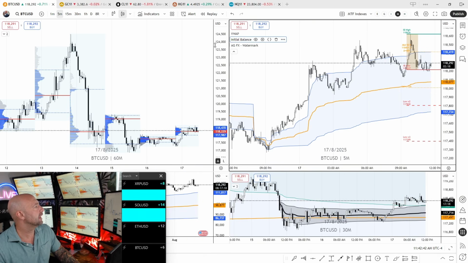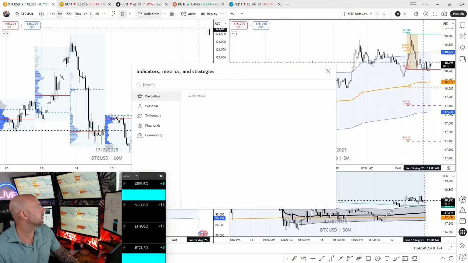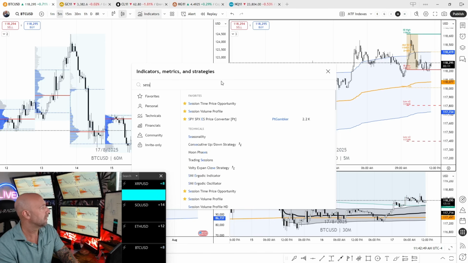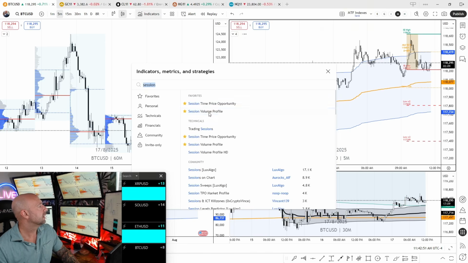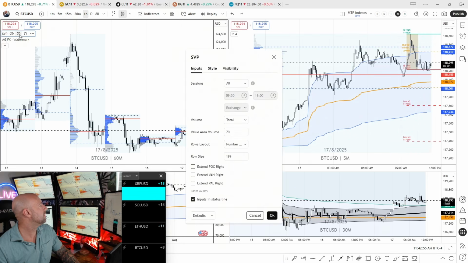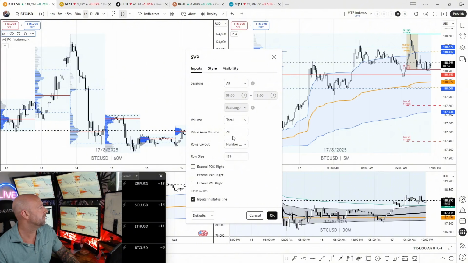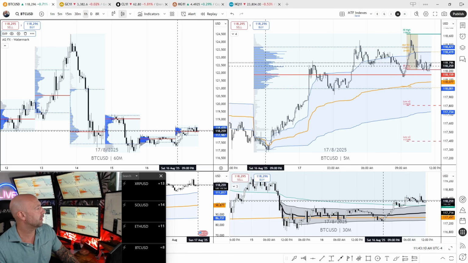And then lastly, we have the volume profile. Here I'm using the session volume profile. That's this one right here. We have this anchored to the market open at 8 p.m. Eastern Standard Time. Per TradingView, that's fine. Then we'll use 200 row size, and that's really it. And we have a value area high, value area low, and a point of control.